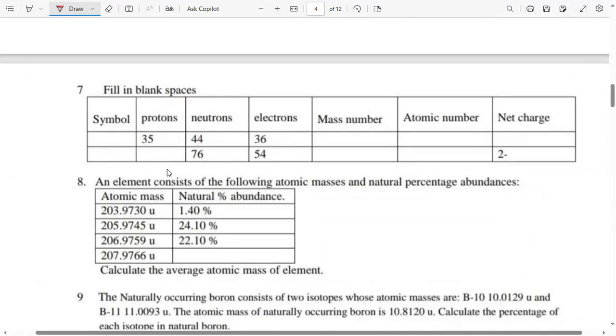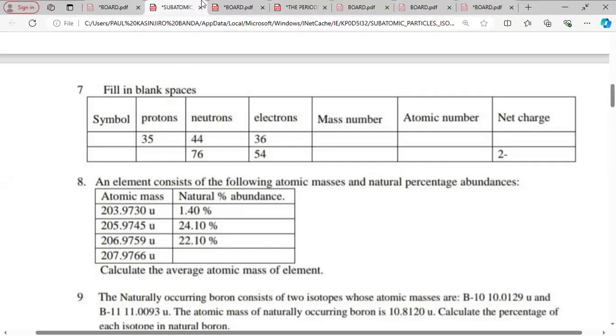You have the number of protons, number of neutrons, number of electrons, the mass number, the atomic number, and if there's any net charge. Where you should always start is to look at the number of protons. So if they say the number of protons is 35, what element is that? Remember I said the number of protons determines the identity of the atom.